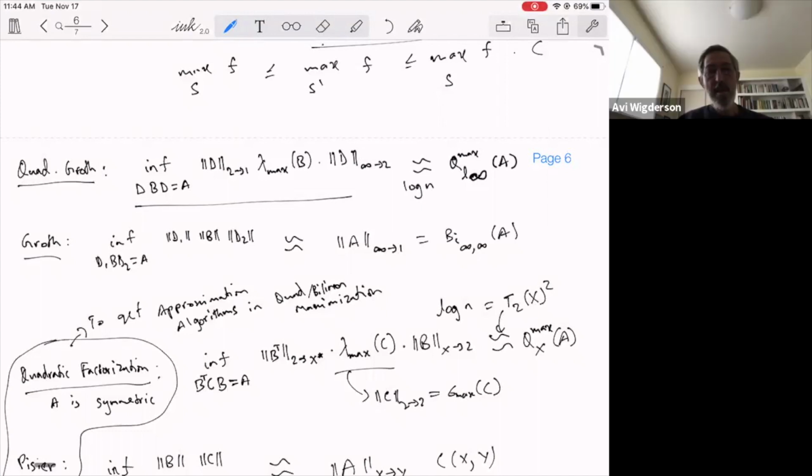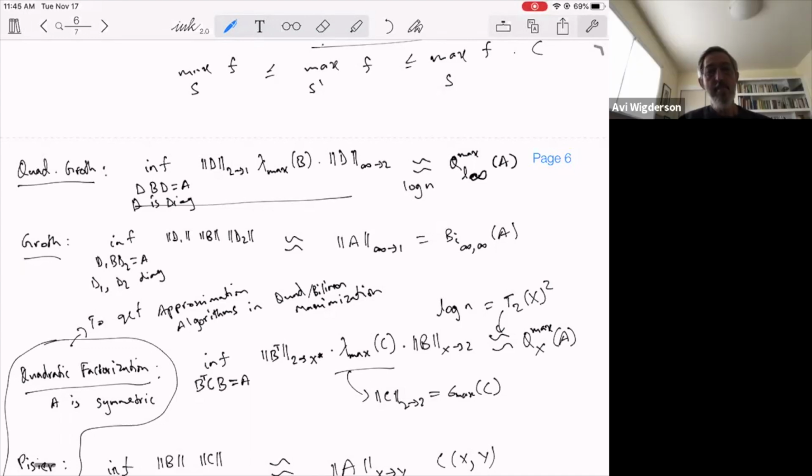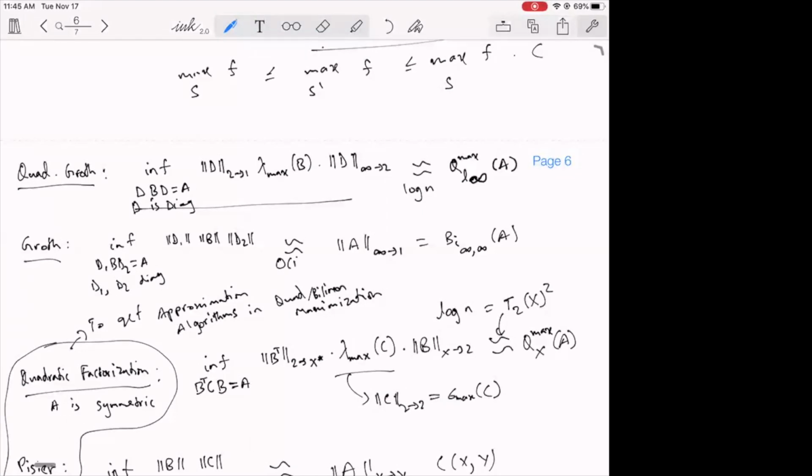In this quadratic case, also the D can be diagonal. Yes, thanks. Yeah, D is diagonal. I wanted this one to stress the connection to Grothendieck, and also to stress how remarkable Grothendieck's inequality is, because it gets a constant with the caveat that you're doing it for bilinear maximization. So on Grothendieck's, this is O of 1.